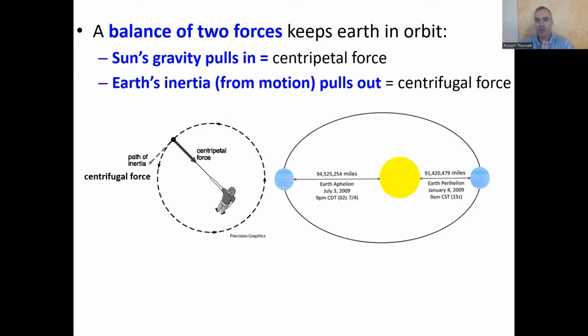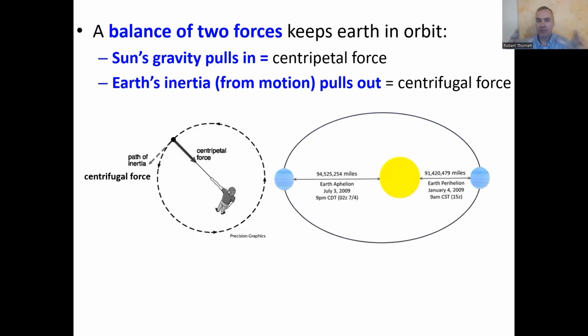One way that I remember centrifugal force is that root word FUG, fugue. It's like a fugitive or a refugee. It's all the same root. It means something fleeing or going away. So centrifugal force is the force of fleeing, moving away from the center.